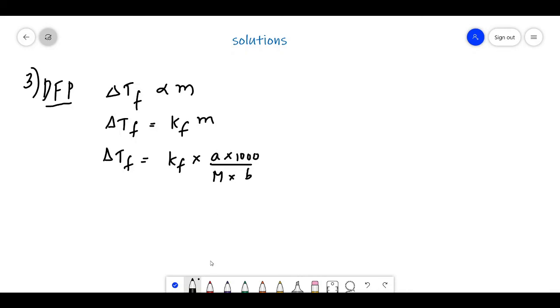Here also, as in the elevation of boiling point, A is the weight of solute, B is the weight of solvent, and M is the molecular weight of solute.